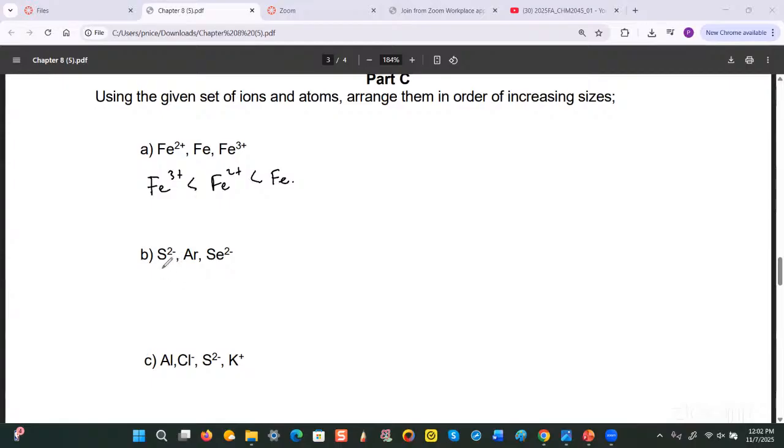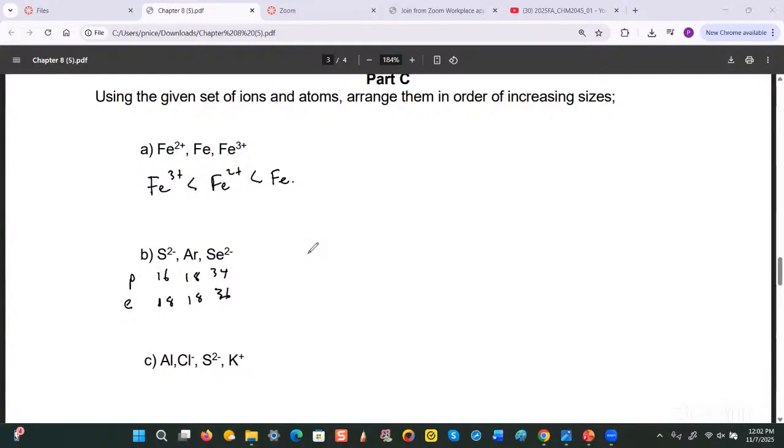What about B? Now, in the case of B, you're given sulfide, argon, and selenide, right? So as I said before, when it comes to things like these, I like to look at the number of protons and electrons, right? So as far as the protons are concerned, sulfur has an atomic number of 16, argon has an atomic number of 18, and what's selenium again? What's the atomic number? 34. 34, all right? Now, in terms of electrons, the sulfide will have 18, argon will have 18 as well, and the selenide has 36, right?